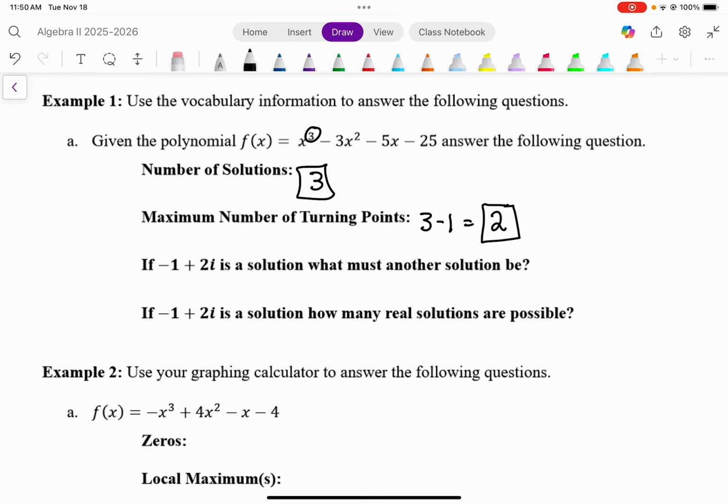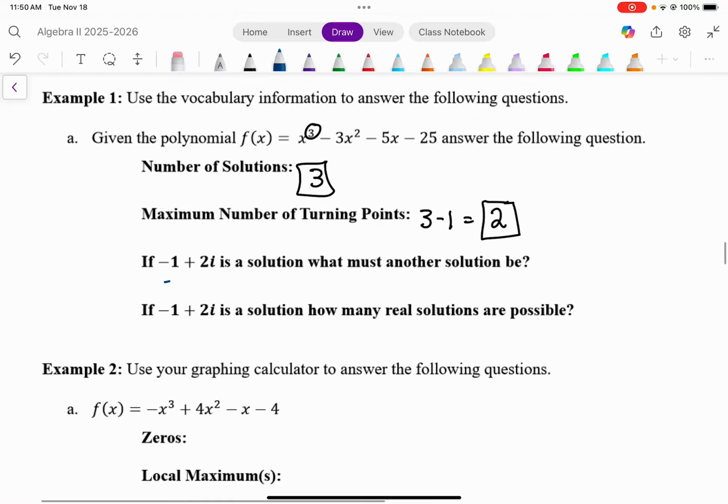Then, if negative 1 plus 2i is a solution, what must another solution be? So we talked about the imaginary solutions come in pairs where they're conjugates, where one is going to be a plus the imaginary part and one would be minus the imaginary part. So if negative 1 plus 2i is a solution, negative 1 minus 2i would also be a solution.